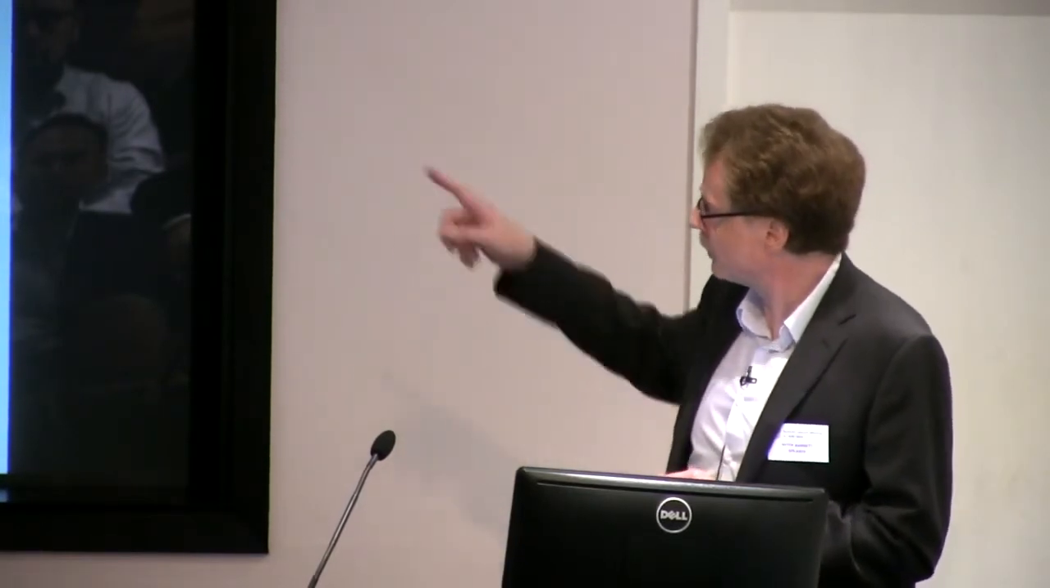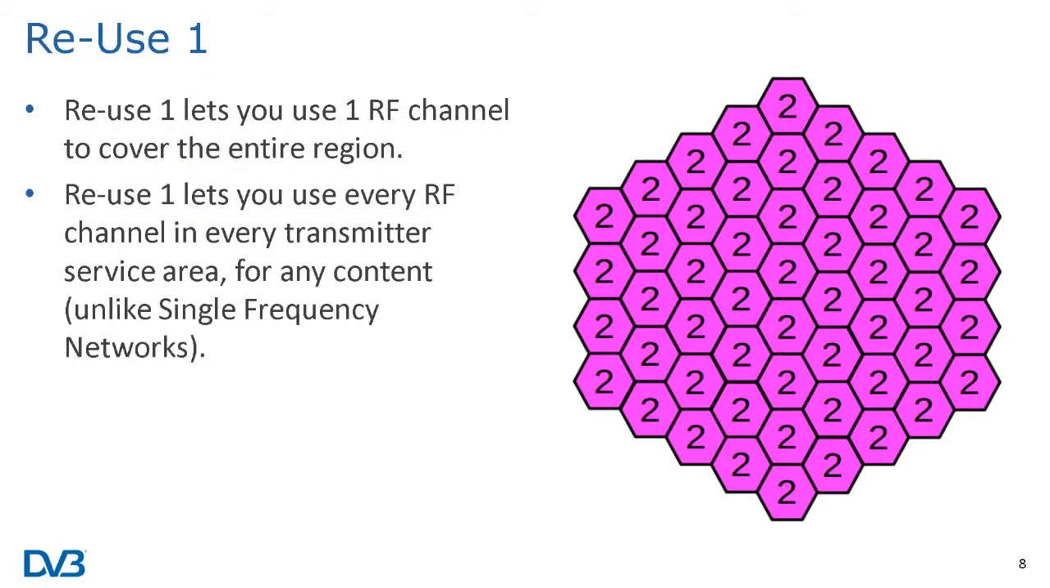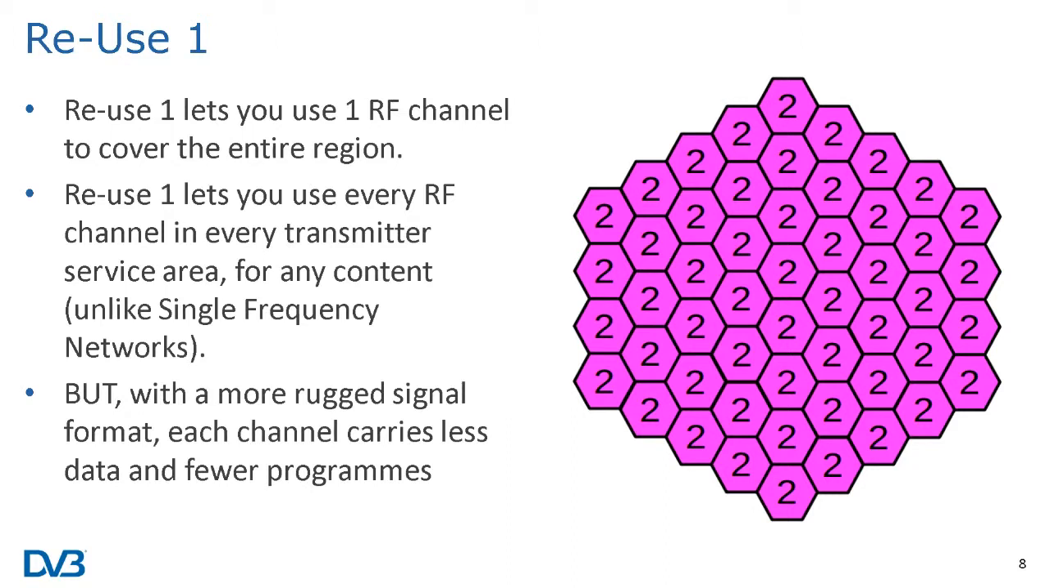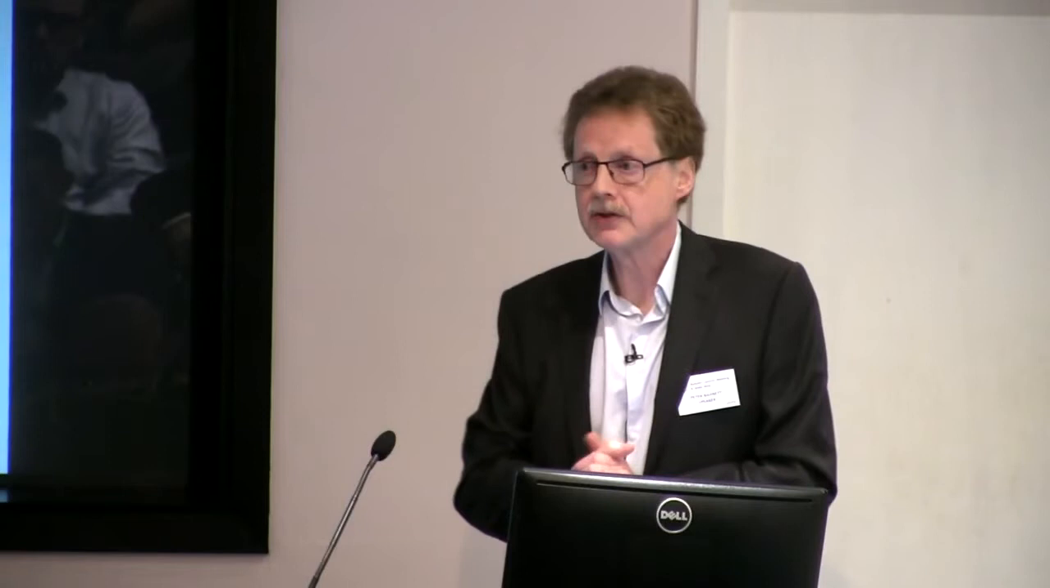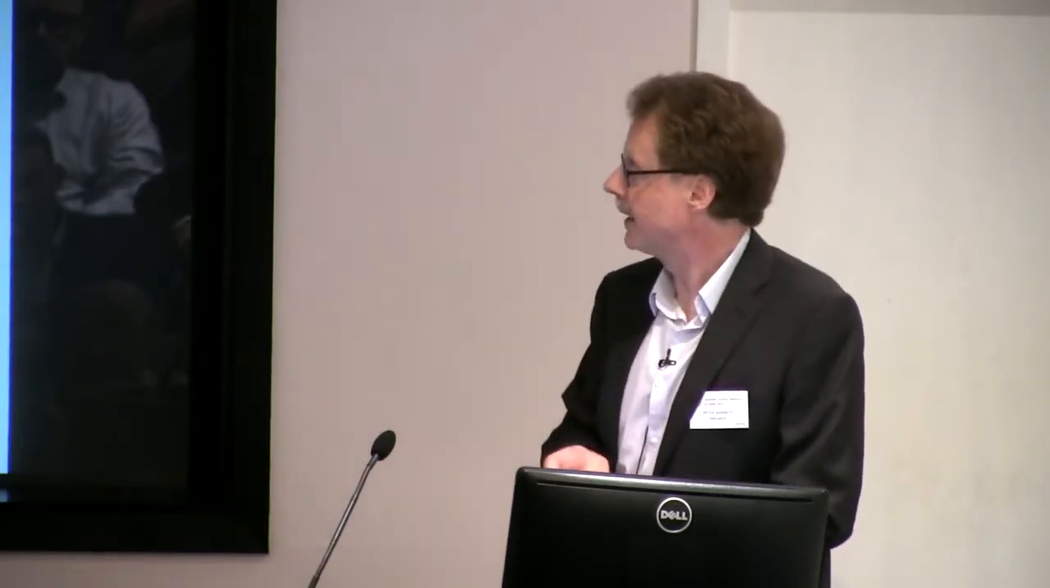WiB says, no, you don't even have to do that, because the different content can be used on the same frequency in the next adjacent service area. But of course there's a drawback with going to the more rugged mode, and that is that because you're using, say, QPSK instead of 256 QAM on each carrier, you're carrying an awful lot less data. So less data means fewer programs in each multiplex.